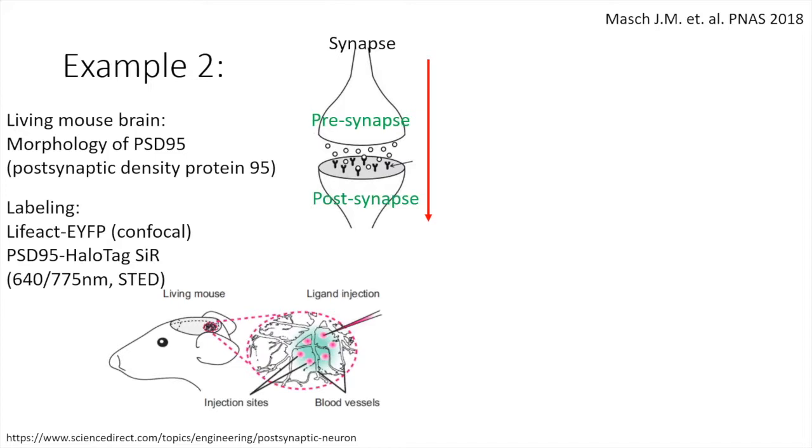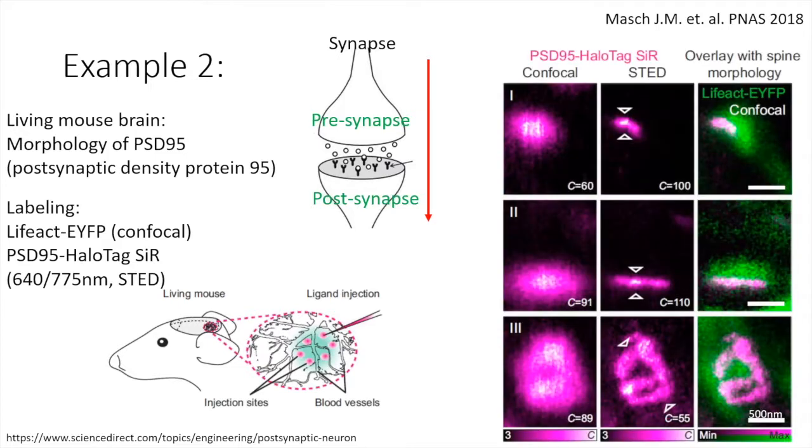So in this case, they can do live imaging on the mouse brain and see what the morphology really looks like. By looking at the confocal, they are just like a cloud. But using STED, they can really see the morphology in live mouse. So this is a great example of using STED for live imaging.